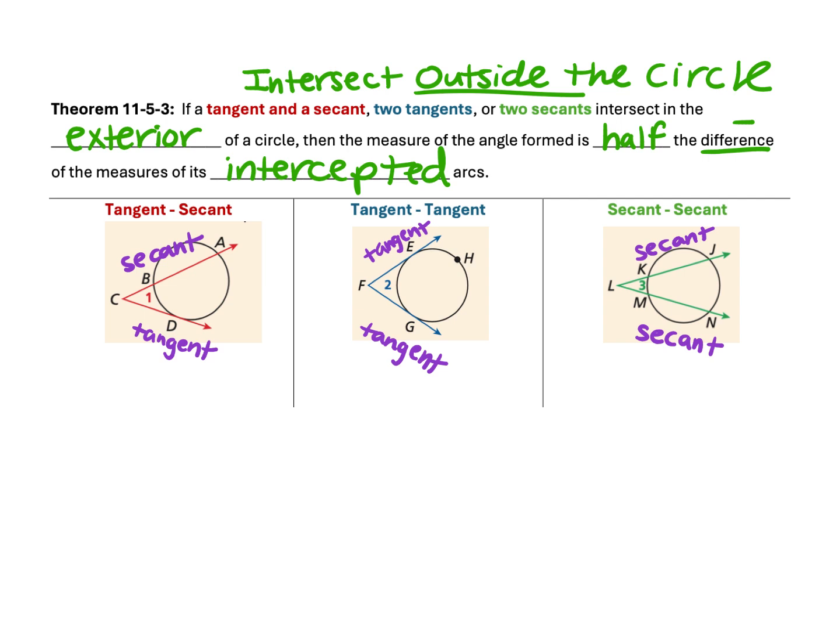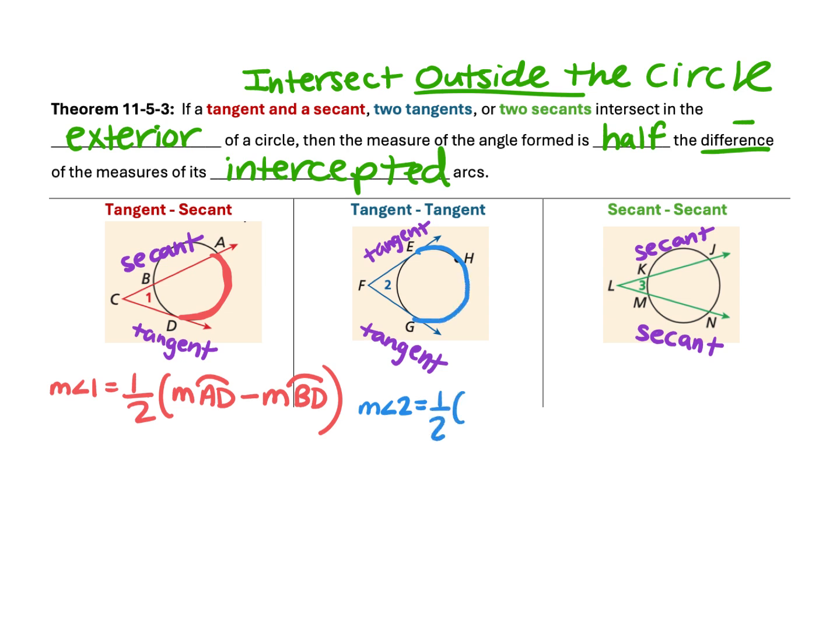So looking at the picture for the tangent secant, the measure of angle 1 will be 1/2 the arc that's the biggest, that's going to be the one furthest away. So measure of AD minus the measure of the smaller arc, which is arc BD. And the same pattern is going to hold true for the remaining two. In this middle one, the measure of angle 2 formed by those two tangent lines will be equal to the difference of the intercepted arcs. So that will be 1/2 the measure of arc EHG minus the measure of the smaller arc, arc EG.